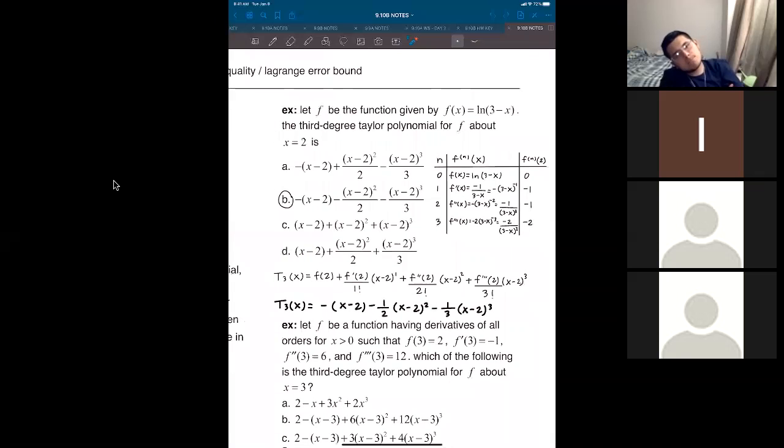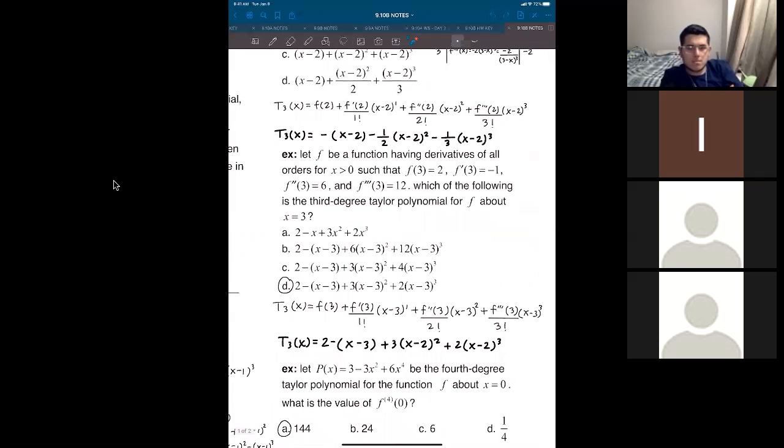And here's an example where we use the chart. You take the derivatives, you have ln of 3 minus x, and it says it's centered around 2. So if it's centered about something, you're not using that handout anymore. You're using your derivative chart.